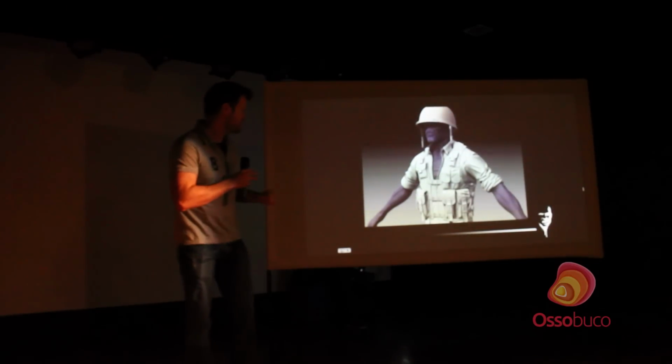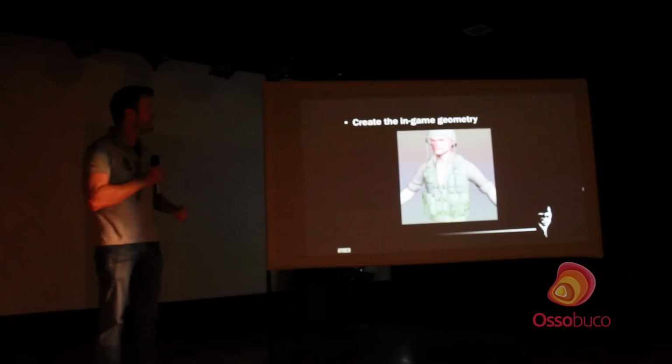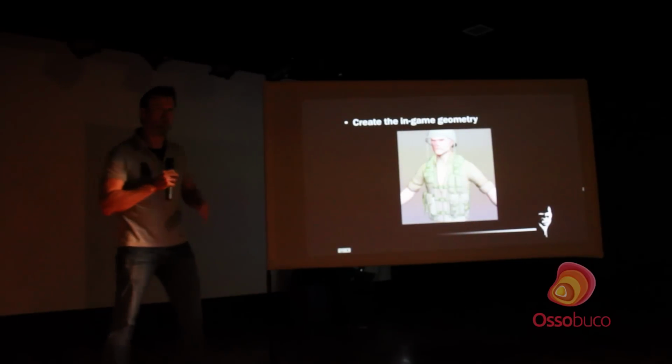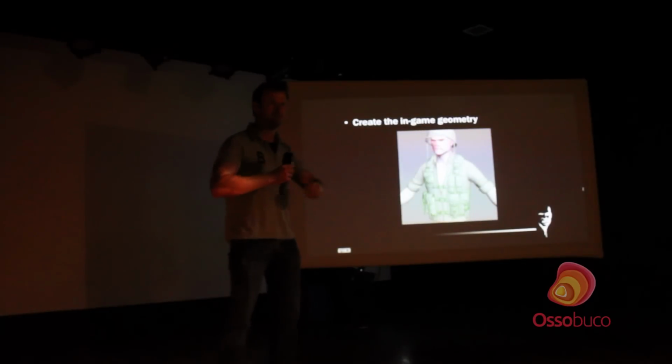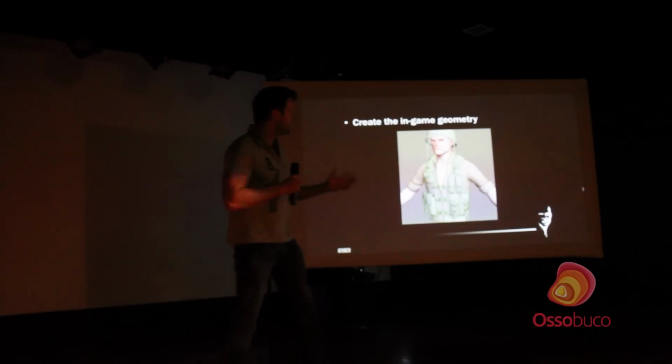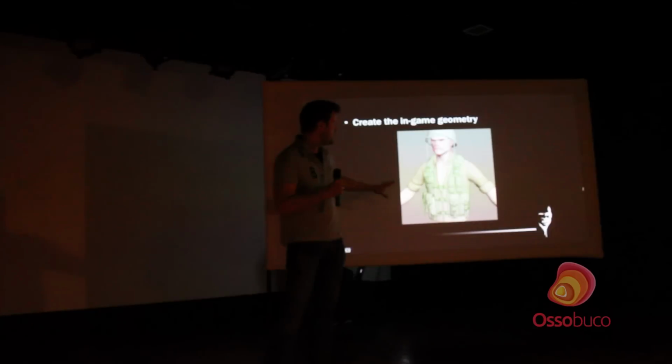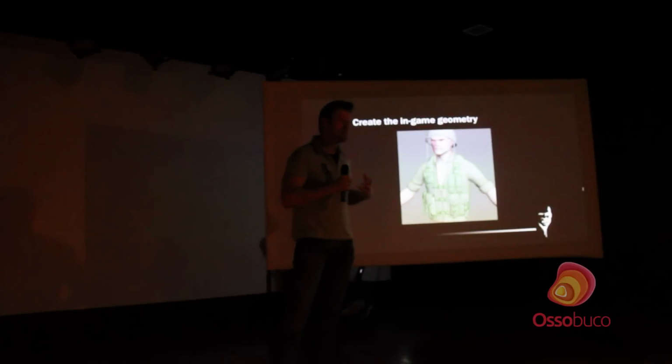So the next process will be to create the in-game geometry. This is the actual geometry that we'll see in the game, the stuff that the character will actually play. So the important part here is, of course, to make something that is very efficient, so it has to have as few polygons as possible, but at the same time reach that level of quality you want to portray. Basically, you want this to look like it's the really high-res one without being it.